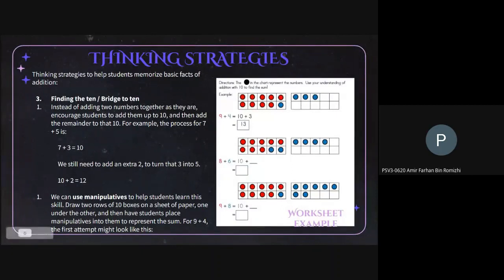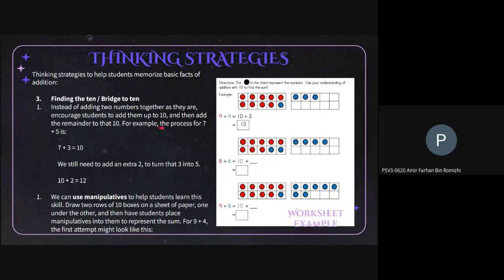Okay, thank you, Nicholas. Next, we will take a look at the third thinking strategy, which is finding the 10 or reach to 10. Instead of adding any two numbers as they are, encourage students to add them up to 10 first and then add the remainder to that 10.